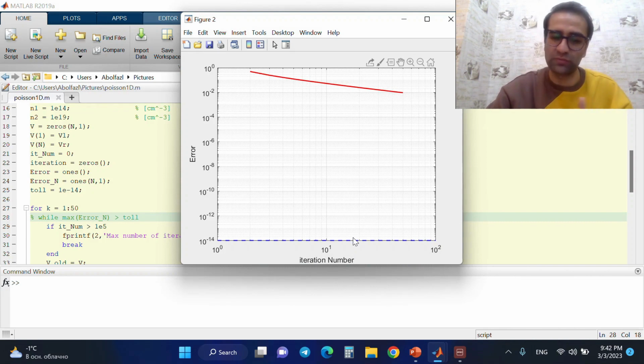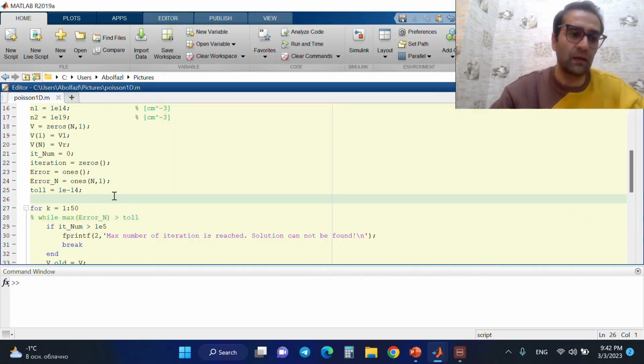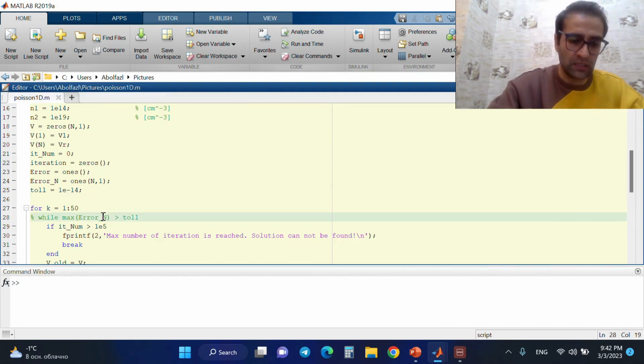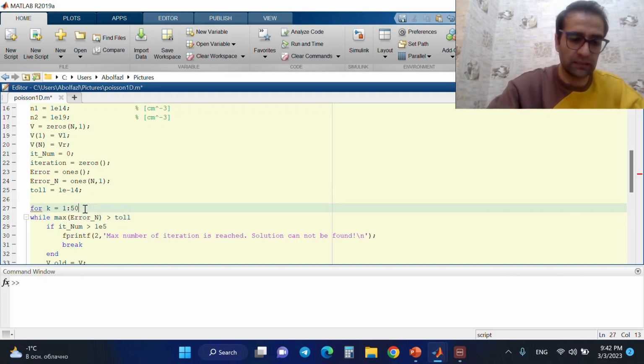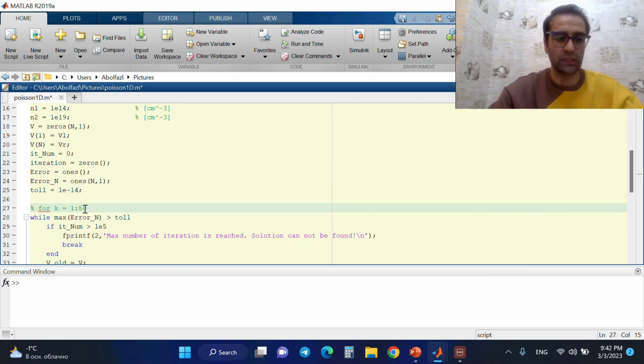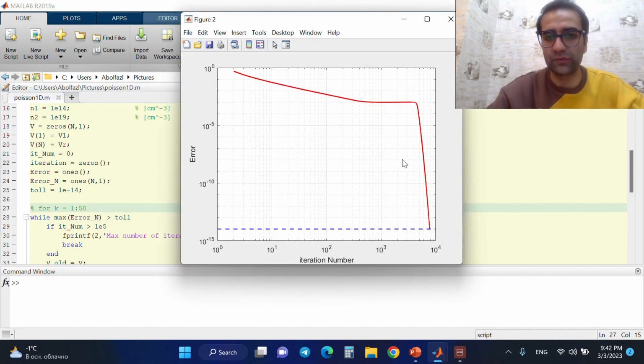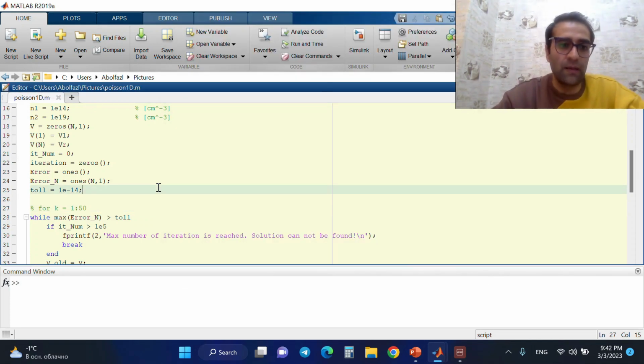And this tolerance should be on the order of 10 to the minus 10, depending on the problem, the physics, and the equation. But I think 10 to the minus 10 is enough, and you can even choose 10 to the minus 13 or 14. Here I choose 10 to the power of minus 14. Again, I enable this command, Control T, disable this one, Control R, and press F5. You see the convergence.